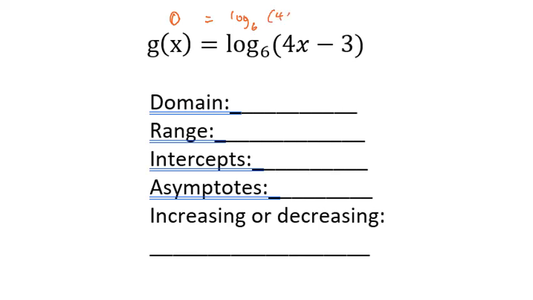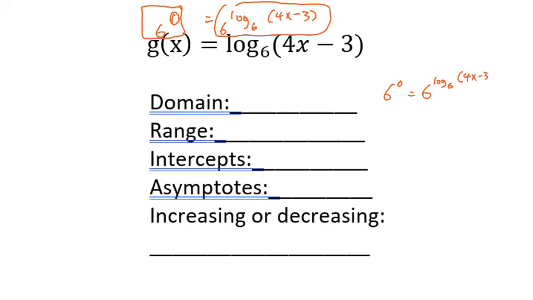This would be something useful for us to get rid of the log part of our expression. So in other words, if I make the base 6, so I say this left side is 6 to the 0 power, and I make the base 6 on the right side also. In other words, on the right side, the base is 6, and I'm doing log base 6 of 4x minus 3.